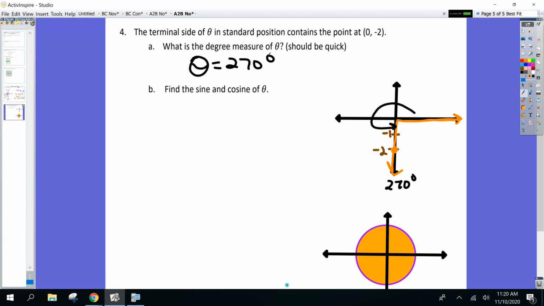All right, find the sine and cosine now. I do not need to set up a triangle here. I can't. There's no right triangle you're going to set up there. Where can I find the values of sine and cosine of 270?